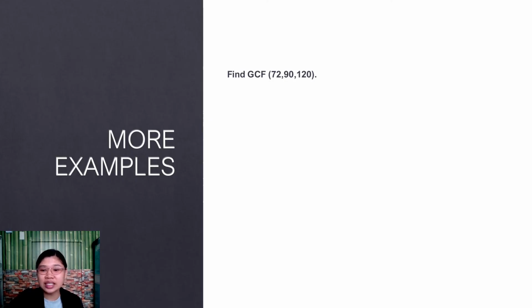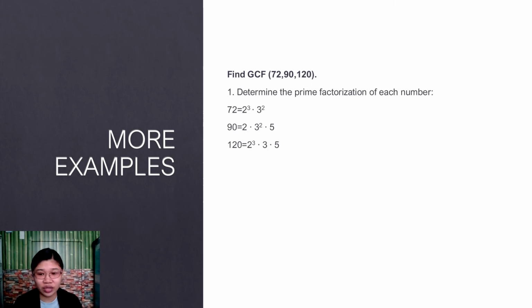So, find the GCF, or the greatest common factor, of 72, 90, and then 120. First step, we have to determine the prime factorization of each number. For 72, our prime factorization is 2 cubed times 3 squared. And then for 90, we have 2 times 3 squared times 5. And then for 120, we have 2 cubed times 3 times 5.